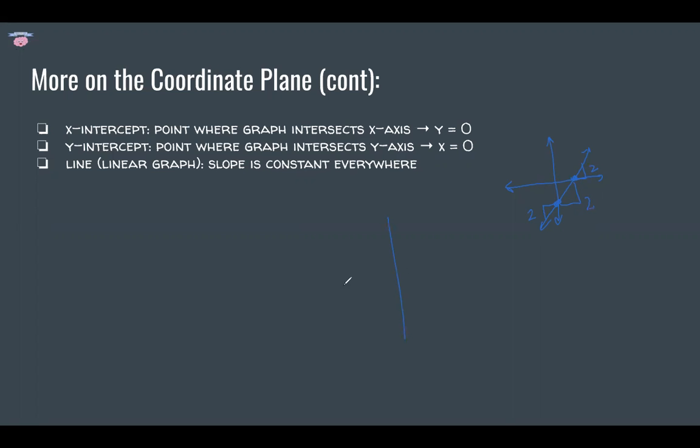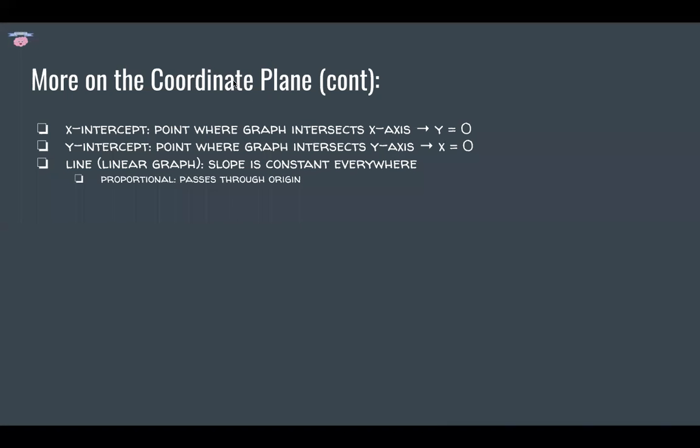But let's say we have something that looks like this. Well, the slope from here to here is vertical, so it's just undefined. The slope from here to here is, I don't know, -1. The slope from here to here is -2. The slope from here to here is 3. You get the point. The slope varies, but a linear graph or a line has a constant slope everywhere.